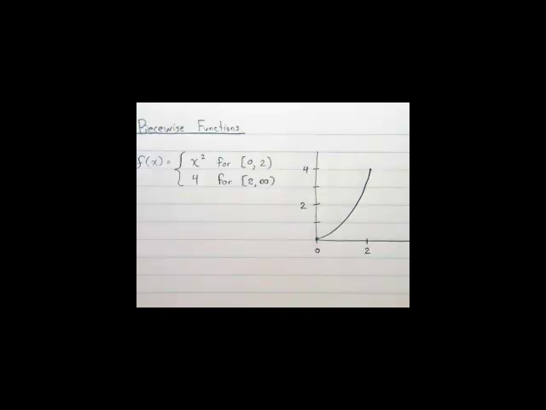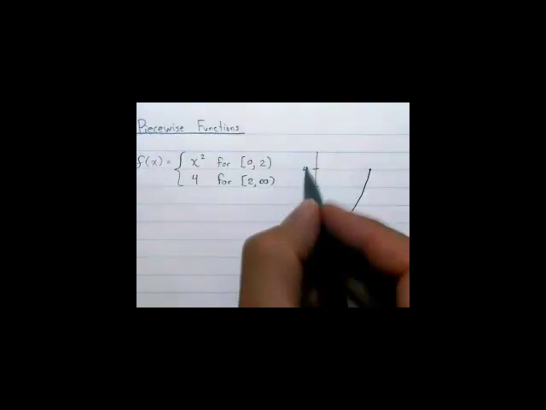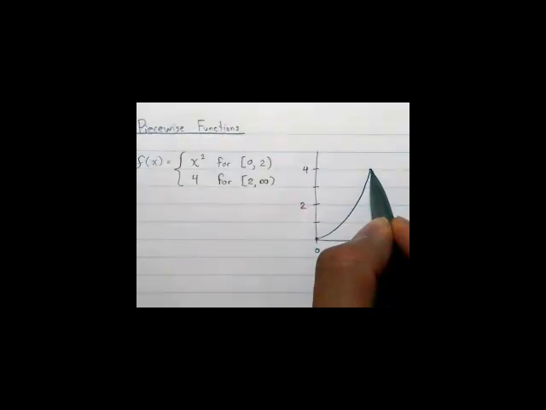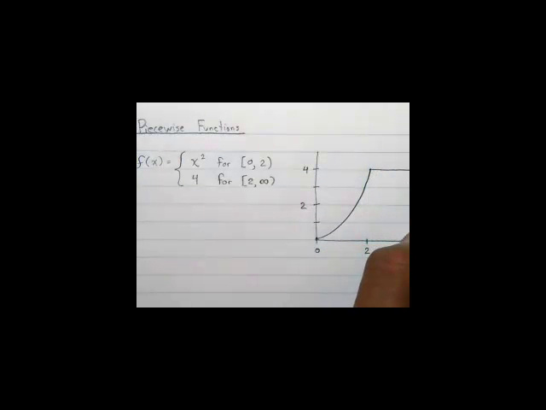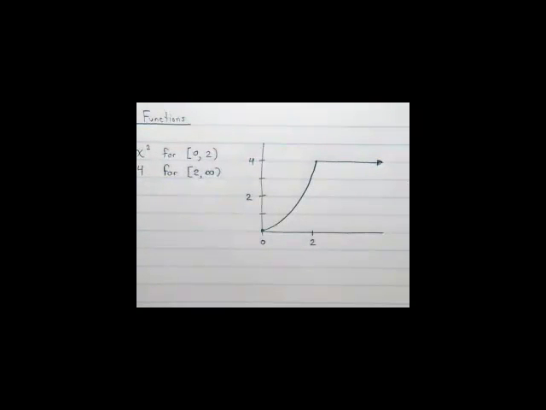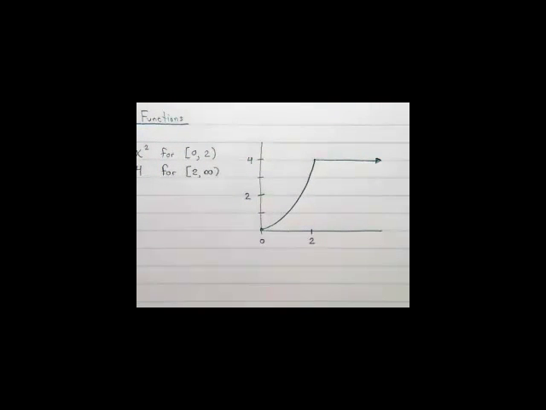Okay? So, starting here, has a value of 4. Just going to head over. And this one we can put the arrowhead on because it's going to infinity. So that graph would look something like that. Is that a continuous function? Yes, it is. Okay. Do the two pieces connect?